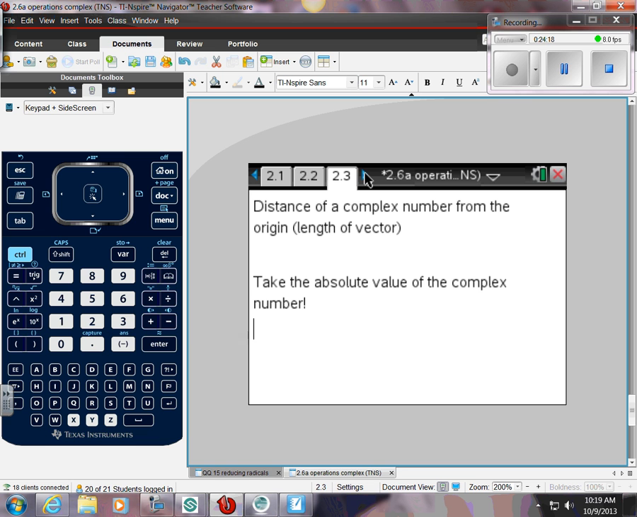Okay, so distance of a complex number from the origin, or the length of a vector. What's a vector? It is a good question. What's a vector? Sounds like sector. No? It's a number. How many of you took geometry? Unfortunately. So I will ask again, what's a vector?